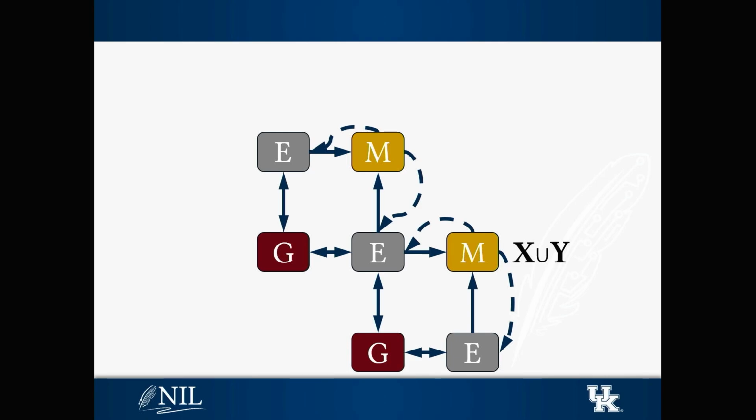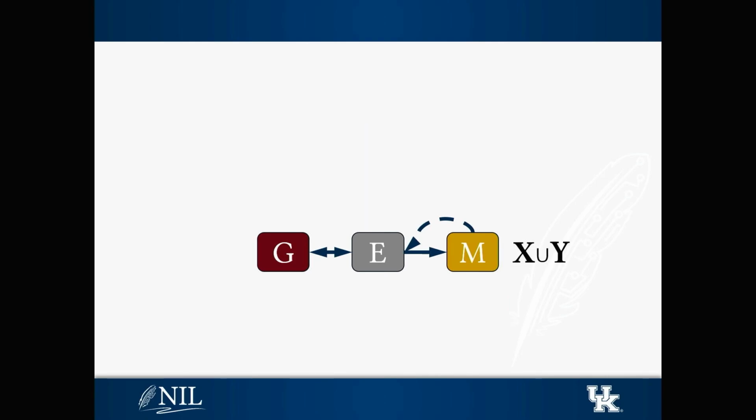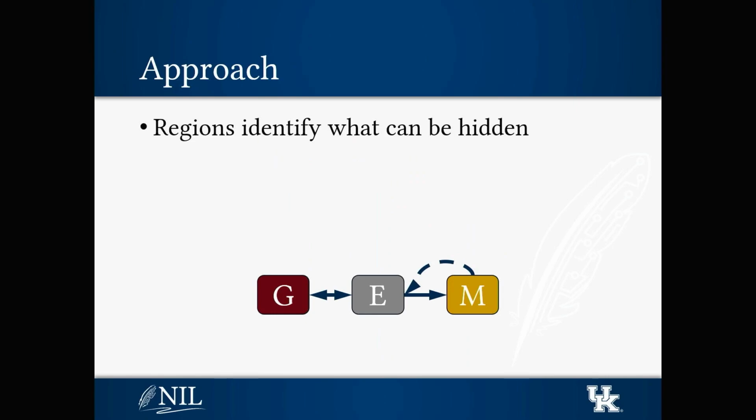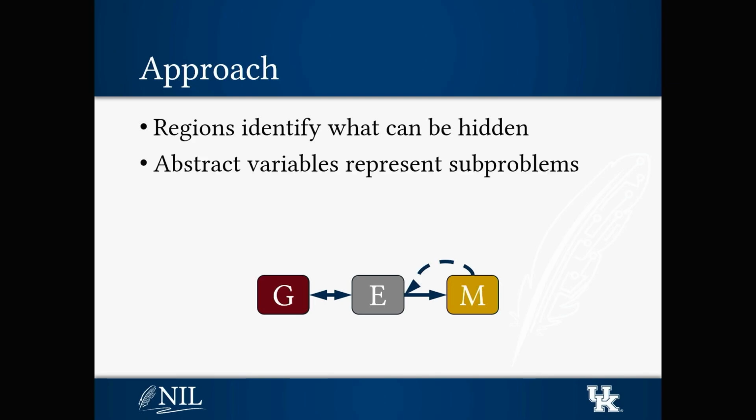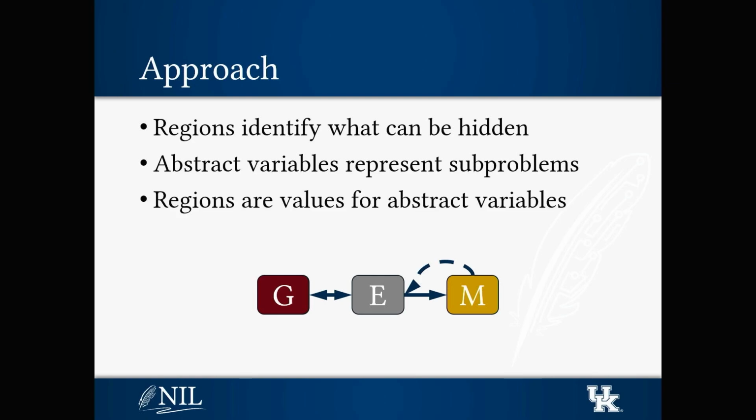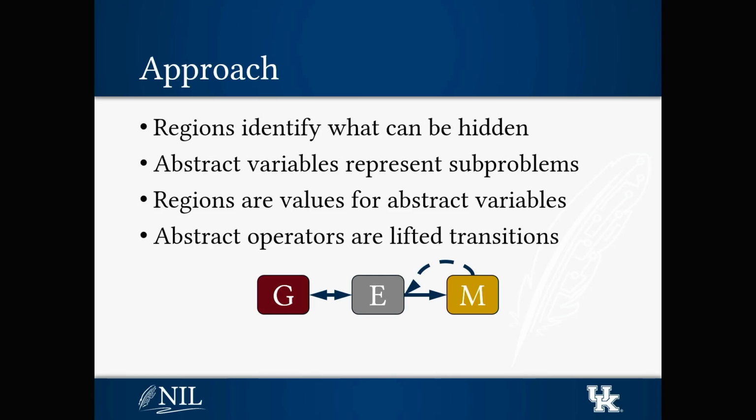Which at this point, we might as well just say there's 3 states. We call these groups of same-colored states regions. Their main role is indicating what internal details can be hidden. In the abstract problem we generate, the variables represent subproblems, and the values of those variables are the representations of these subproblem regions. The abstract operators, it's harder to describe exactly how this is done concisely, but essentially it's just what's needed to model the transitions that are still in the graph with all the additional details.